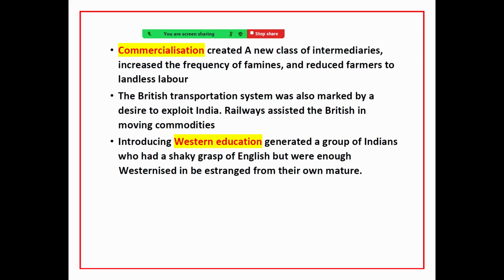The next point is frequent famines. What does it mean? Because farmers were forced to grow cash crops instead of food, many people starved during bad harvests. And the third thing is landless farmers. Many farmers lost their land and became poor laborers.